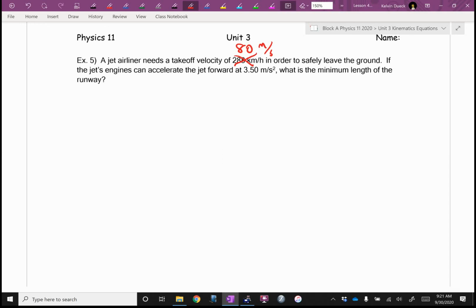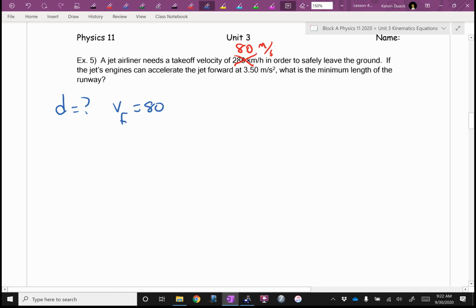Now, let's solve this. Ariana, what's example 5 asking me to find? D equals question mark. Good. What's that 80? It's the velocity. Initial or final? I've heard someone say initial. I've heard someone say final. The good news is one of you's right. That's how fast we're going at the end of the runway? Final? Okay, I agree with that.